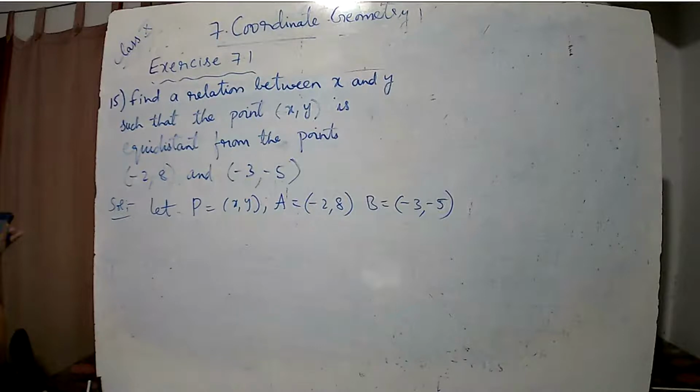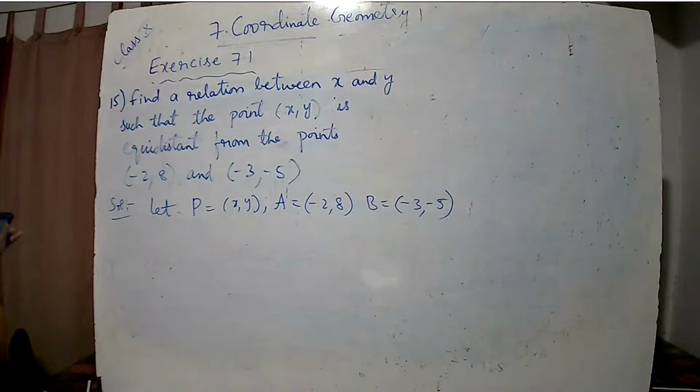This minus sign I am writing here. In place of x1 I have minus 2, so I'll write x minus of minus 2, (x2 minus x1) whole square, plus y2, what is y2 here? y2 is y. y minus y1, y1 is 8, 8 square. Okay, so simplify this. This is (x plus 2) whole square plus (y minus 8) whole square.